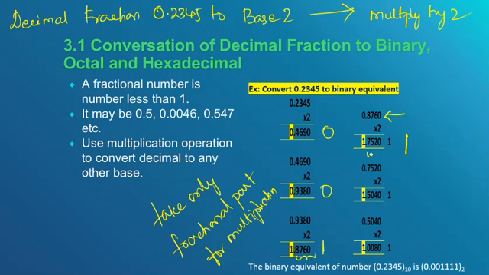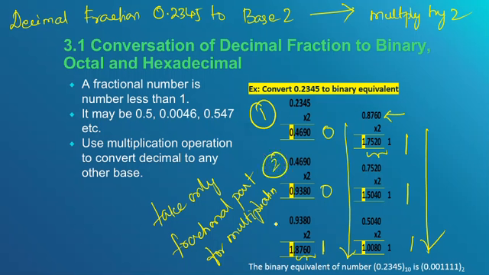Here again that 0.7520 alone is taken for the next iteration, multiplied by 2. It goes on, 1. Again 0.50 multiplied is 1. And you can continue as far as you need. Now how is the answer to be written? In the integer part, we considered bottom to top. Here we are going to consider from top to bottom. This is the first iteration, second, third, fourth, fifth, and sixth iteration.